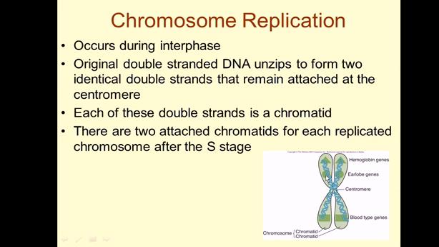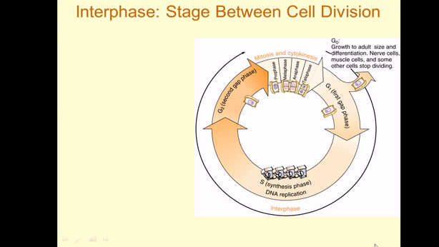So a duplicated chromosome has two arms. One is this, another is this. This is a copy of this. When these copies were made, they were made in the synthesis phase of the interphase, and these two are called the sister chromatids. So now this is the cell cycle.